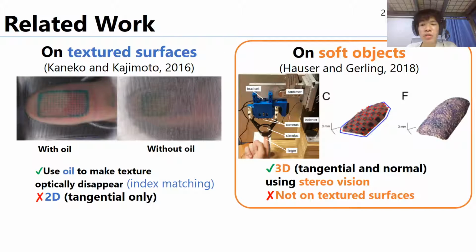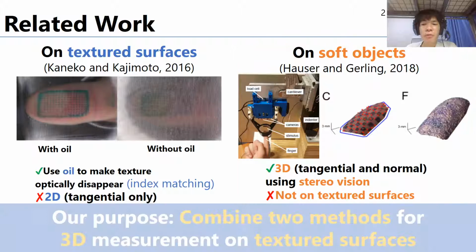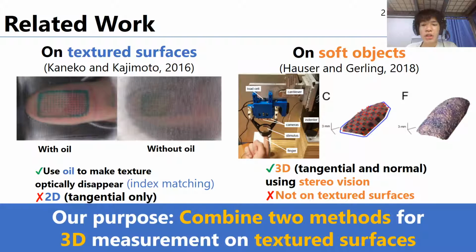On the other hand, the study by Hauser and Garing, shown on the right, measured the skin displacement when touching a soft object in 3 dimensions using stereo vision. We combine these two methods to measure the skin displacement when tracing a textured surface in 3 dimensions.